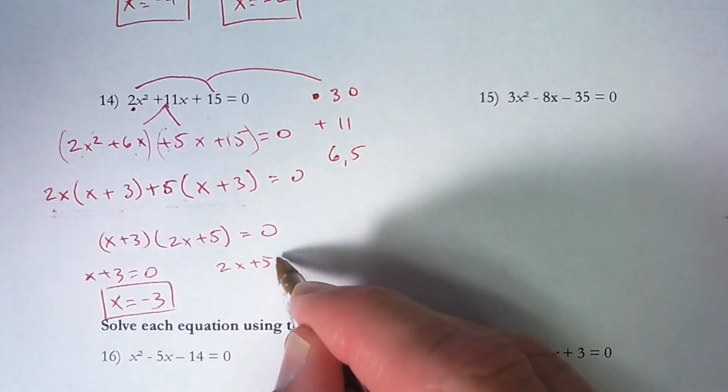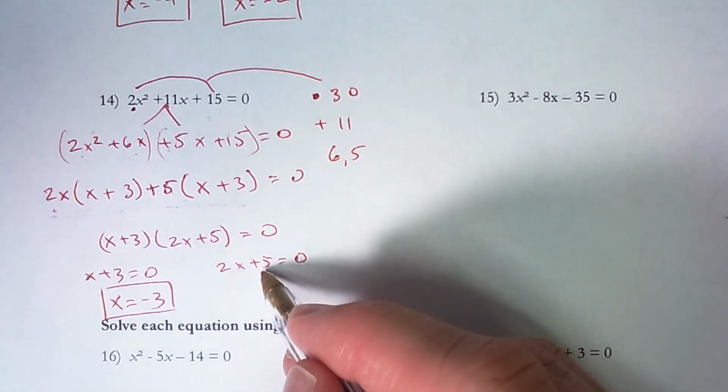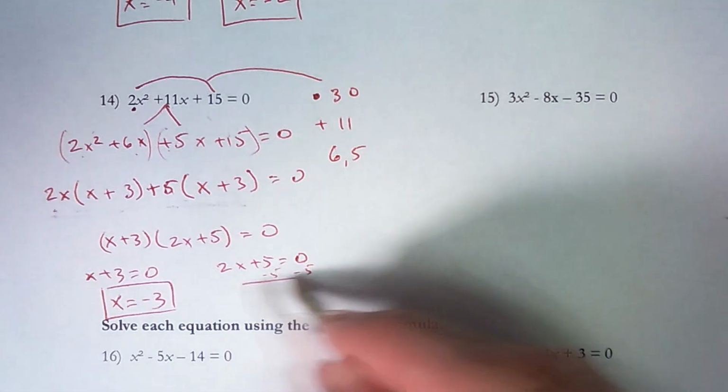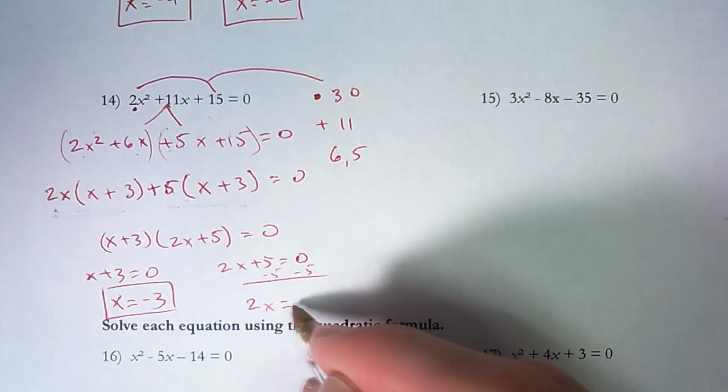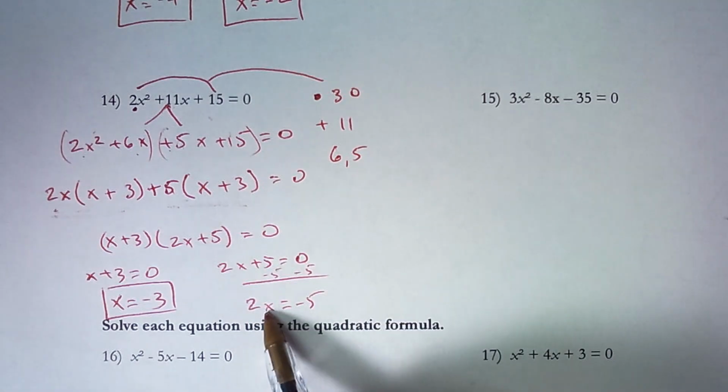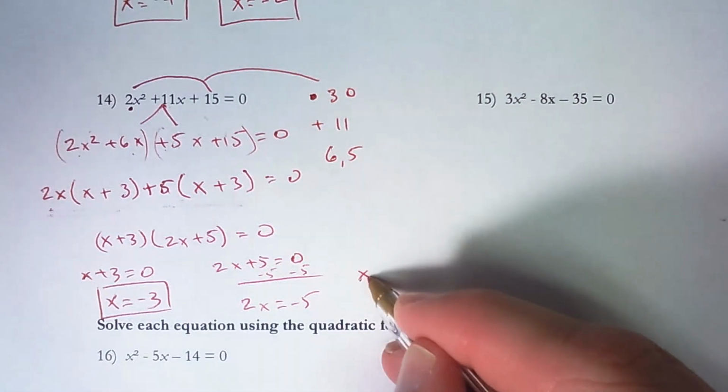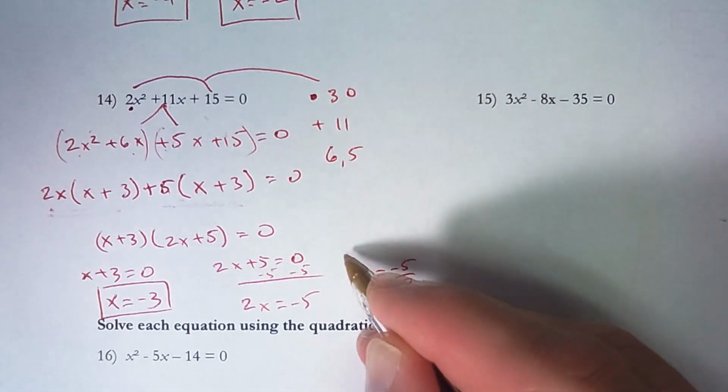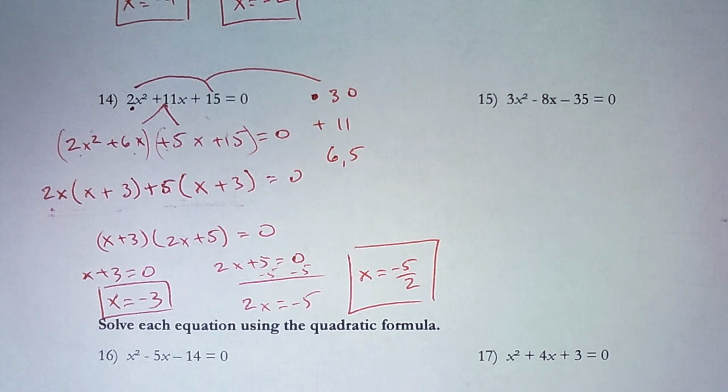And then 2x plus 5 equals 0. When I subtract 5, I get 2x equals negative 5. And when I divide by 2, I get x equals negative 5 over 2. And that is my other solution.